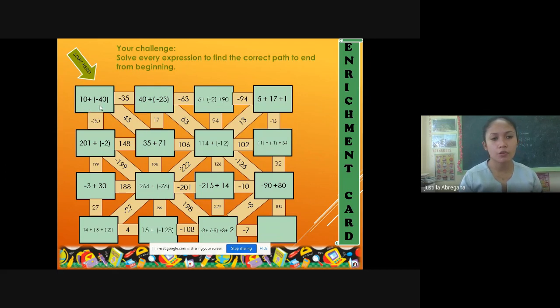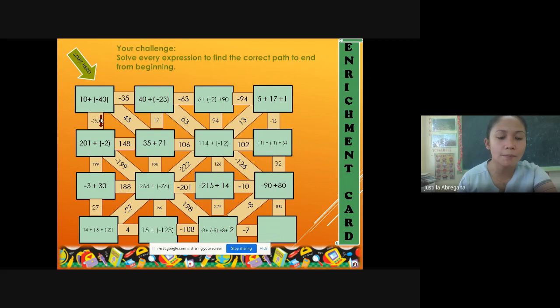Which is farther from 0? Yes, you're right. It's negative 40. So our answer should be negative. What's the difference between 40 and 10? It's 40 minus 10 is equal to 30. So the answer is negative 30, and this is now our direction. You will just put an arrow on what direction we are going to solve.